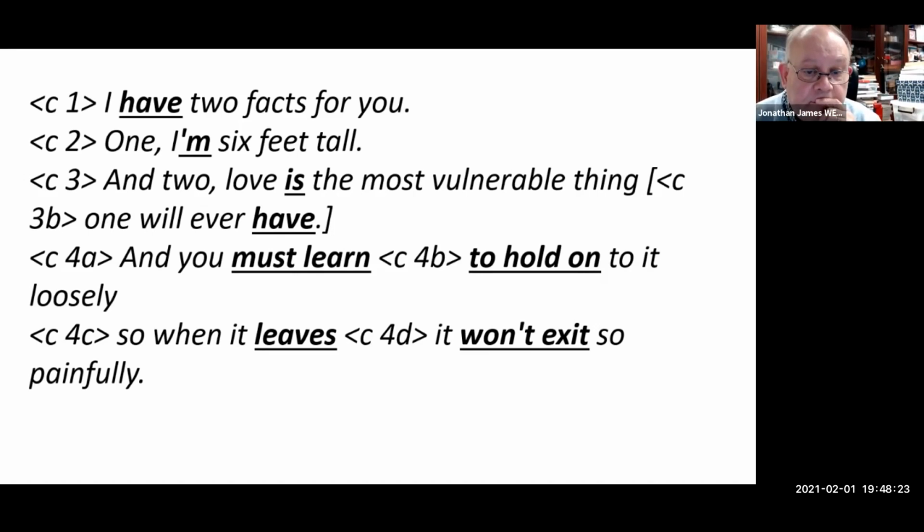4A. And you must learn, 4B, to hold on to it loosely. All right, so again, we have two clauses. One is a main clause, the other is a dependent clause, a to infinitive. Then it continues though, four continues. So now we have a 4C. So when it leaves 4D, it won't exit so painfully. So we have basically one sentence with four clauses.